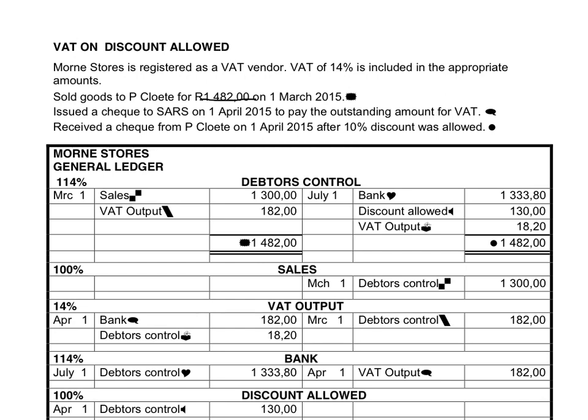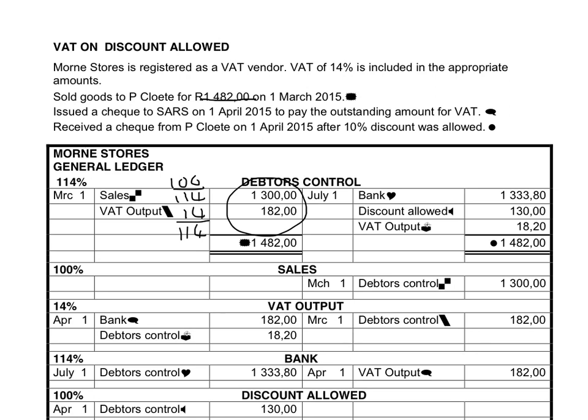So we first have to calculate and determine what is the VAT on the 1,482. So the debtor must be increased with the total 1,482. To calculate the sales figure, we will use 1,482 times 100 over 114. To calculate the VAT output, we will take the 1,482 times 14 over 114. Then the debtors control is increased with the total amount.